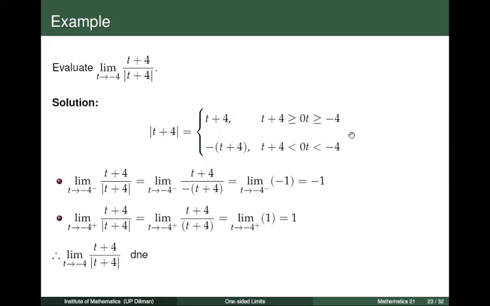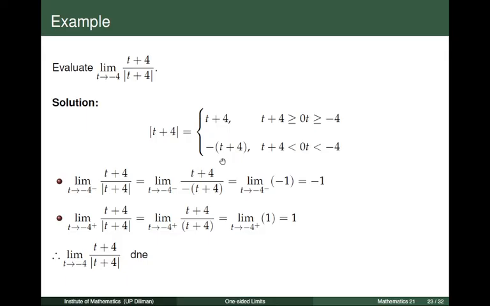Now let us consider a different example. Here, we want to consider the quotient of t plus 4 divided by the absolute value of t plus 4. And here we want for t to approach negative 4. Right? Now let us recall that the absolute value of t plus 4 can be expressed as a piecewise function.